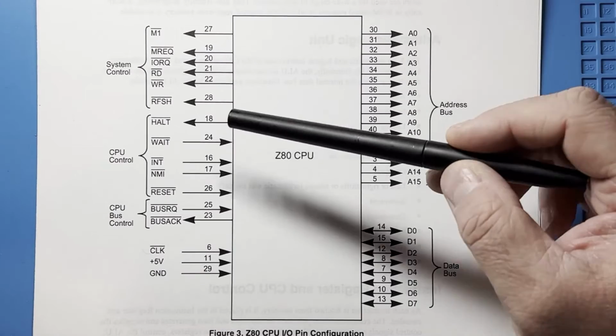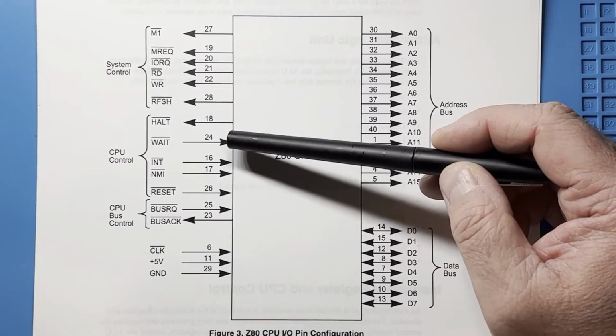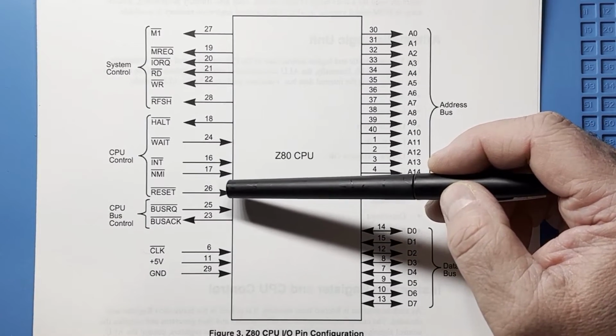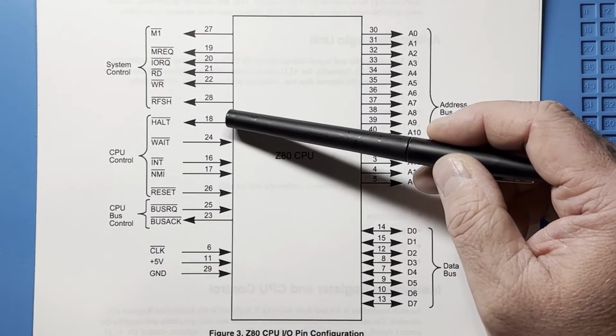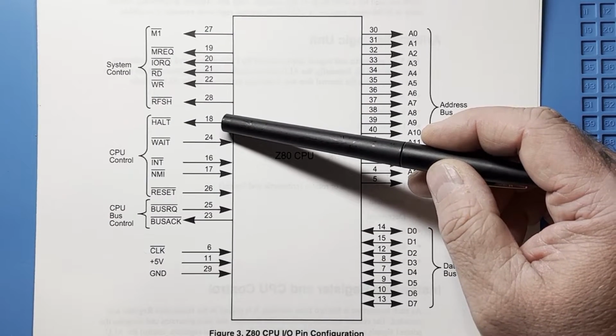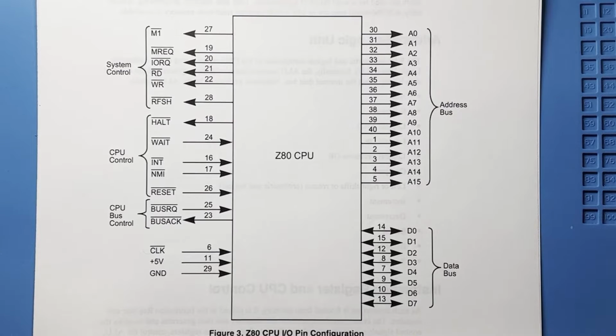Now up here in the CPU control section, it contains 1 output and 4 input pins used to control CPU activity. The halt pin is an output that goes low when the CPU encounters a halt command. The CPU then continues to process NoOp or no operation instructions until there's a reset or an interrupt.